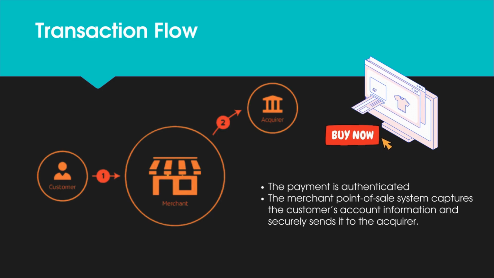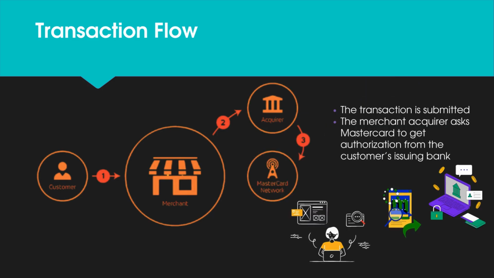Now, after the customer enters their payment information, the merchant's point of sale system captures the customer's account information and securely sends it to the acquirer. The acquirer is the bank where the merchant holds their account. Once the acquirer receives the transaction details, it sends the transaction to the card association, in this case, let's say MasterCard. The merchant's acquirer asks MasterCard to request authorization from the customer's issuing bank.